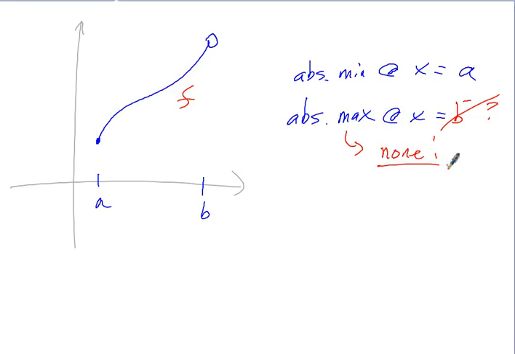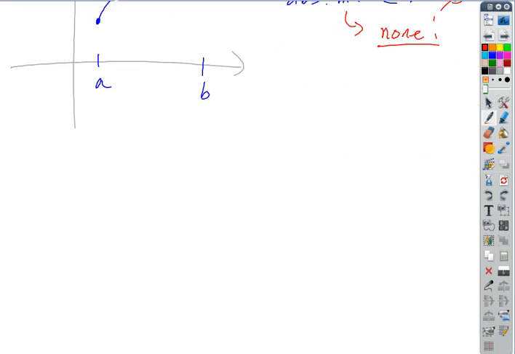It's undefined. Okay? Because there's no point that the ant could stand on and say, aha, I'm at the highest point. He can always take smaller and smaller baby steps and approach that pole. Okay? So what about this one? Same questions.